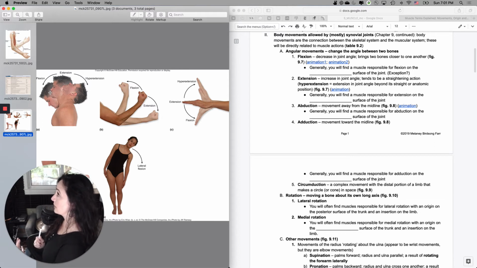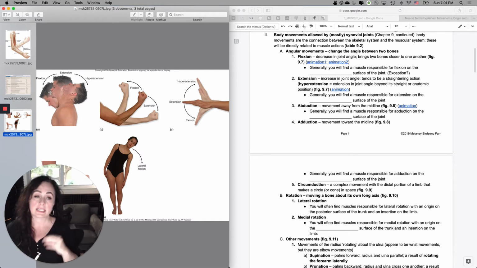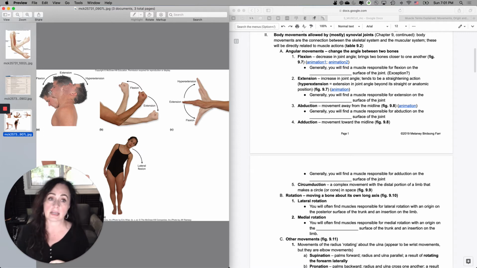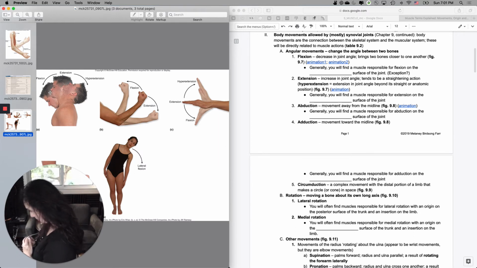So it's increasing the joint angle, but what it usually is doing is replacing something back to anatomical position. So this is flexion at the shoulder, and this is extension at the shoulder, okay? So it's an increase in joint angle. It tends to be a straightening action. Some joints, not all, can do hyperextension. So if you go past anatomical position: flexion, extension, hyperextension. I can't do that at my elbow, but I can do it at some joints. When you go beyond anatomical position, when you're extending beyond anatomical position.